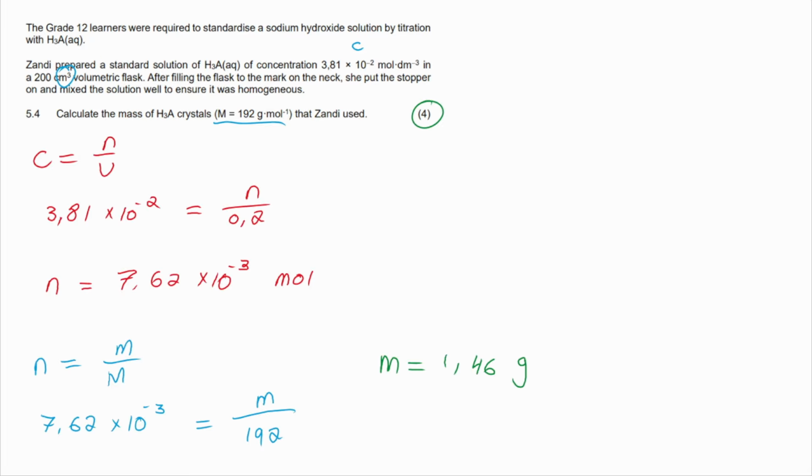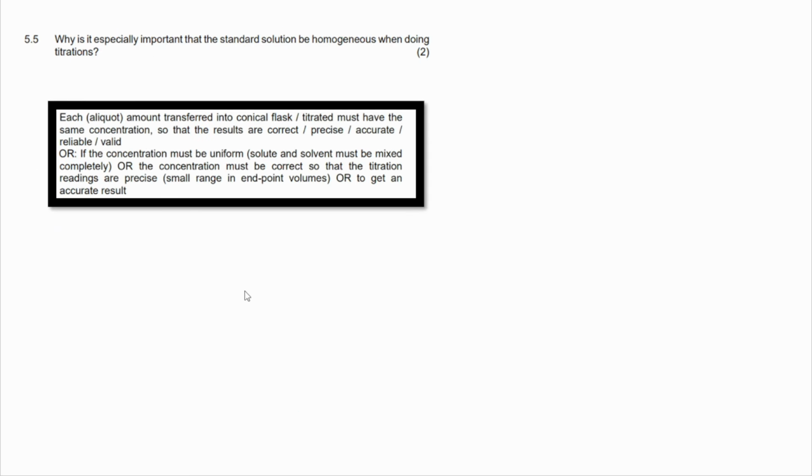All right. And then 5.5, why is it especially important that the standard solution be homogeneous when doing titrations? Okay, so what you want to do is, you prepared this. So obviously you want it to be, well, we'll get from the memo. All right, so firstly they use this aliquot, don't worry about that word. So every amount that you're using in this titration must have the same concentration. Okay, and here are the reasons. So our results are correct, precise, accurate.